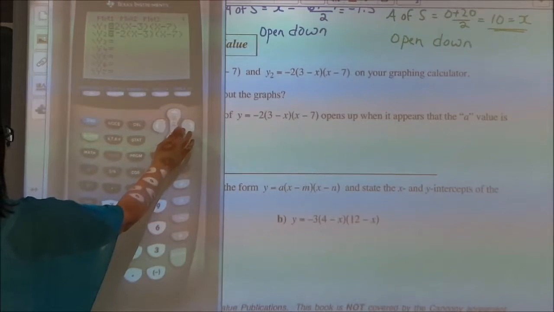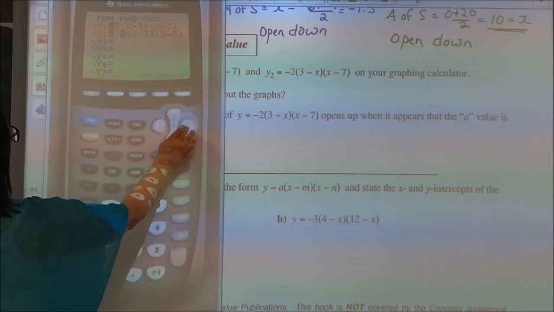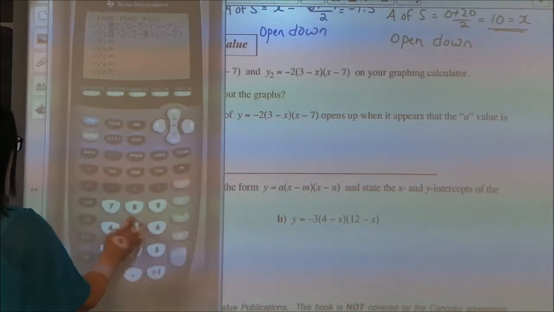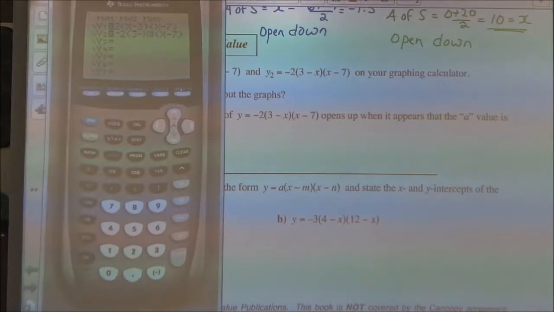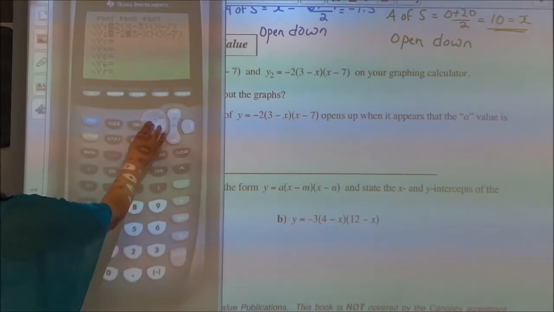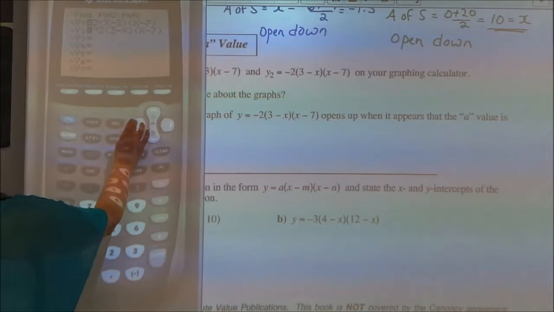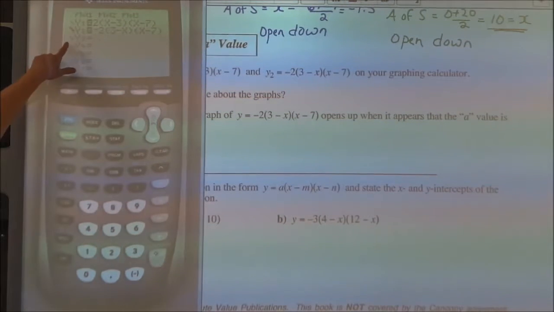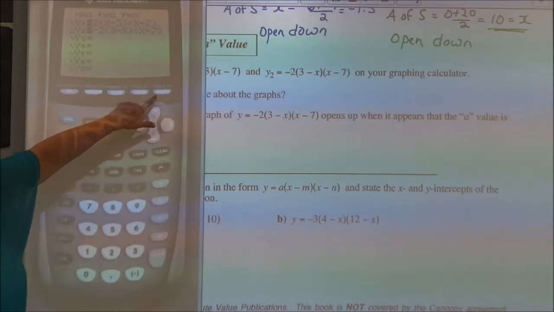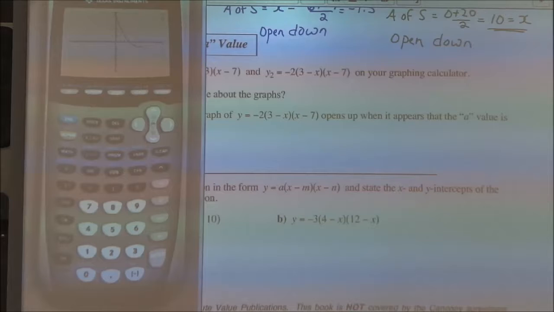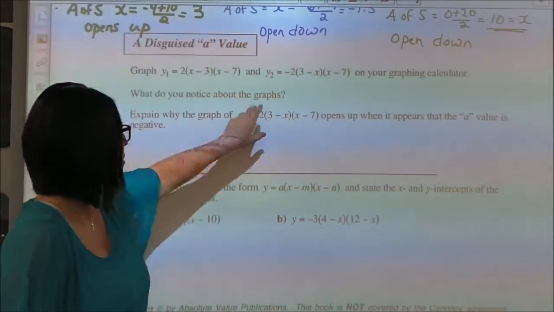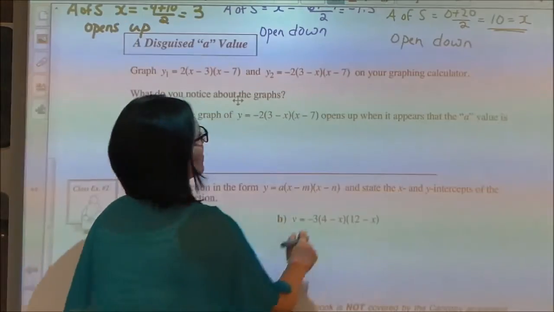Let's fix that equation. Because that equation should be 3 minus x. There we go. Okay, now if I graph them. And when we go to graph this, I'm actually going to change the thickness of my line so that I can see the two graphs being drawn. So there's my y1, and there's my y2. There we go. So now what do we notice about the two graphs? They are the same.